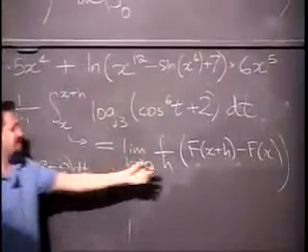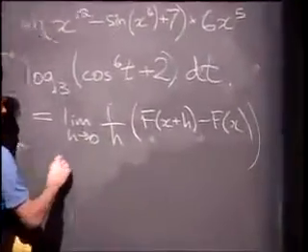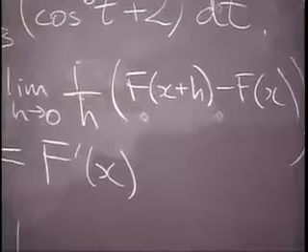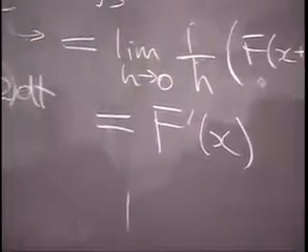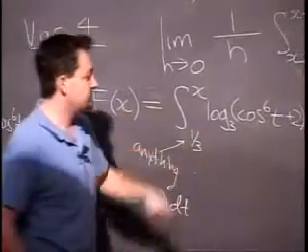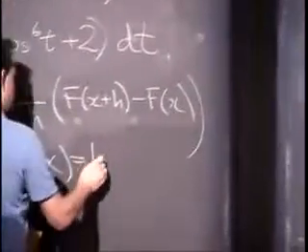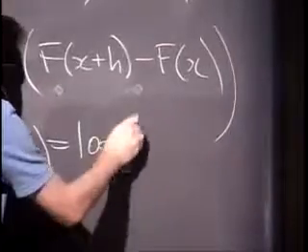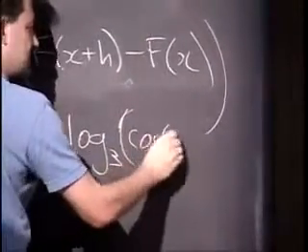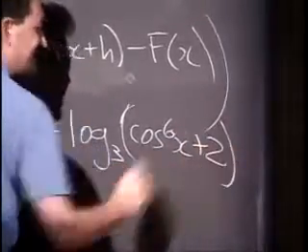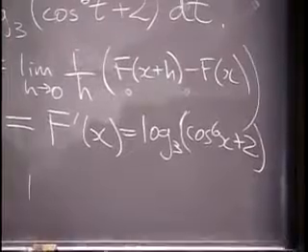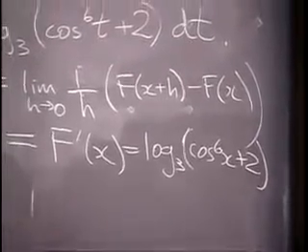The point is that this is just the derivative of capital F. But by the first fundamental theorem, this is just the derivative of this integral, which is the integrand. Finally, I get to write, man, I'm being aggressive with this chalk, I get to write the integrand, but with an x and no integral. Tricky stuff.